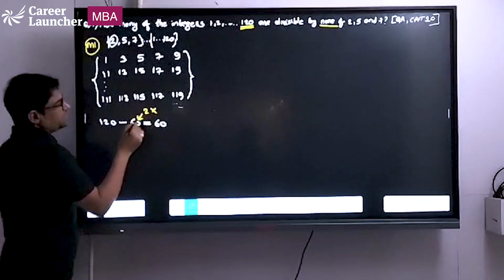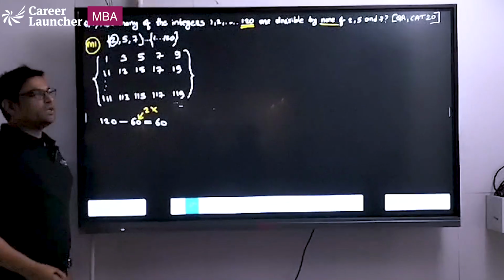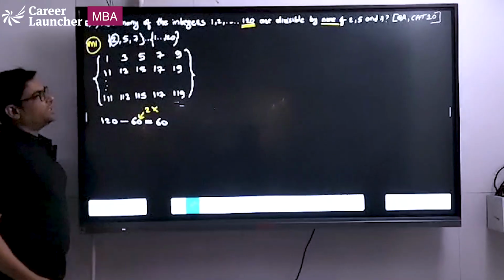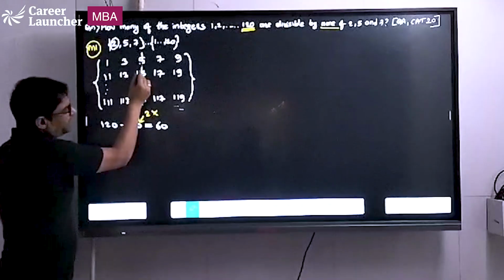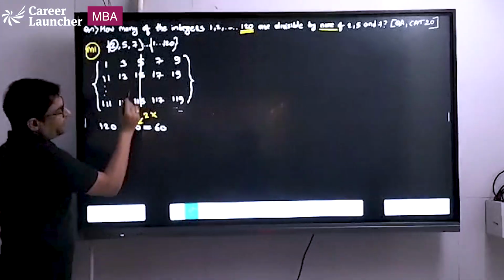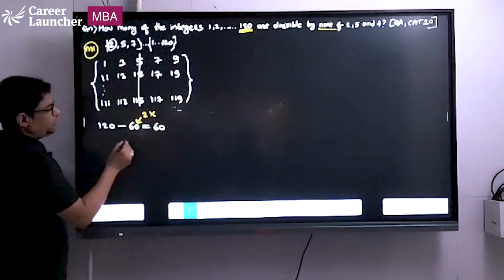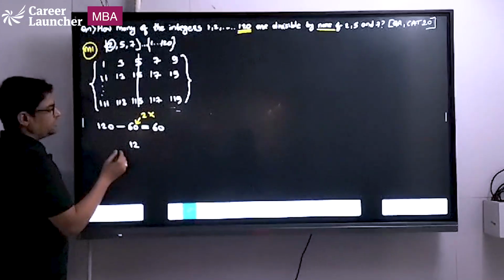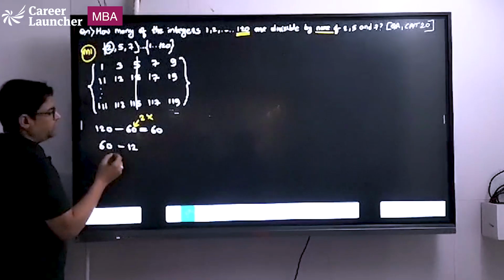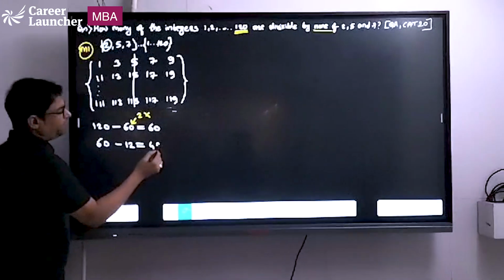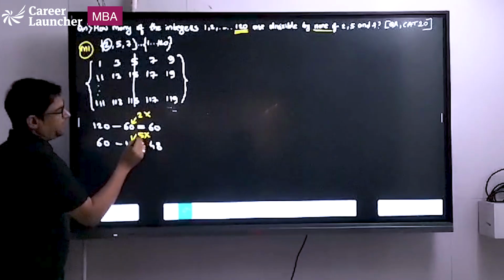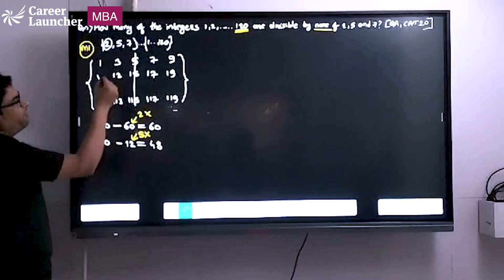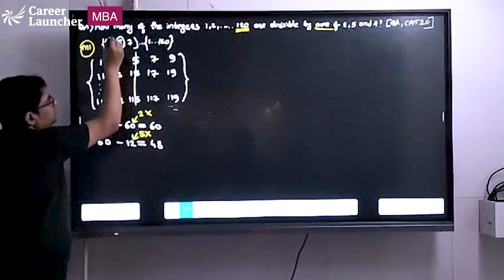Now my next agenda would be to remove all the multiples of 5 from these numbers. So this column would be gone: 05, 15, 25 till 115. So in total I would have 12 multiples of 5. I would straight away deduct them and would be left with 48 numbers. Then next agenda is very simple. I have removed multiples of 2 and multiples of 5.